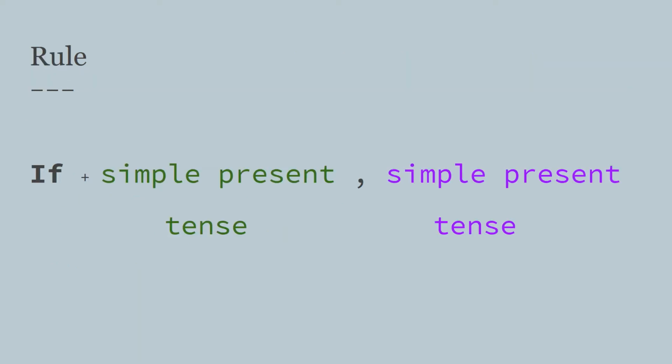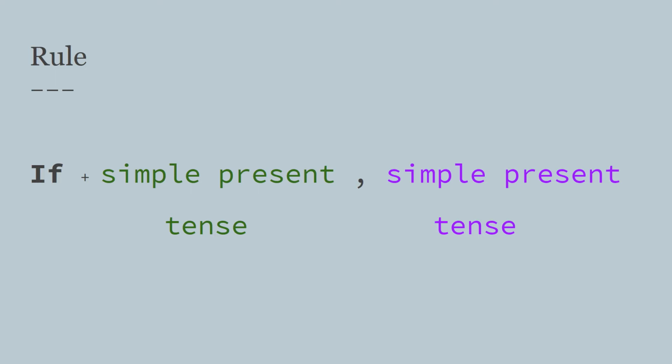So let's take a look at the rule of zero conditional. As I've said before, conditional sentences are sentences with if. And there are two parts in conditional sentences. The part with if is the situation section, and the part without if is the result section. In the situation section, the section with if, we always use the verb in simple present tense form. And in the result section, we do the same thing and use the verb in simple present tense form.